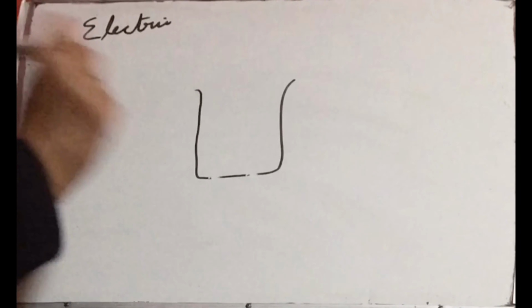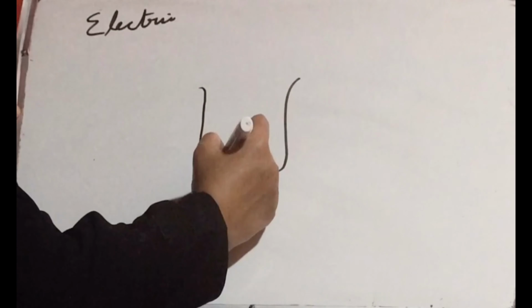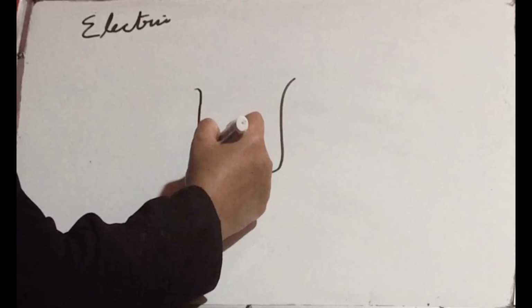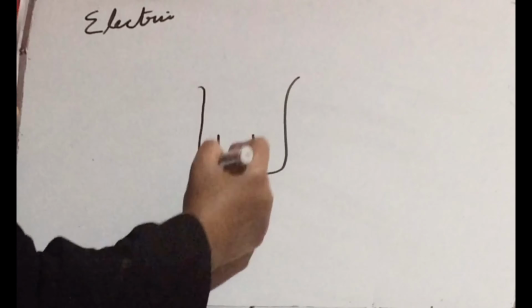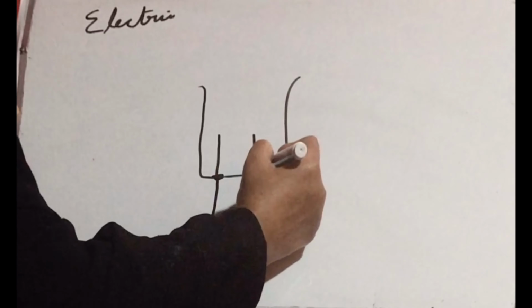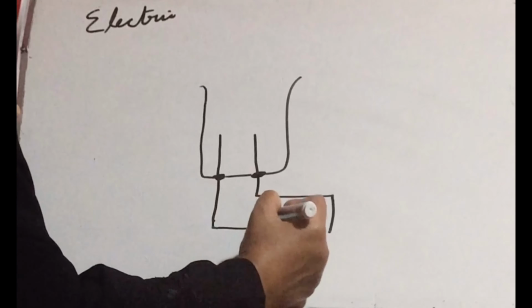Then you have to place a rubber cork here in this place. Then insert 2 electrodes. The 2 electrodes are placed inside this rubber stopper. The ends of the electrodes are connected to a battery, a 6-volt battery.